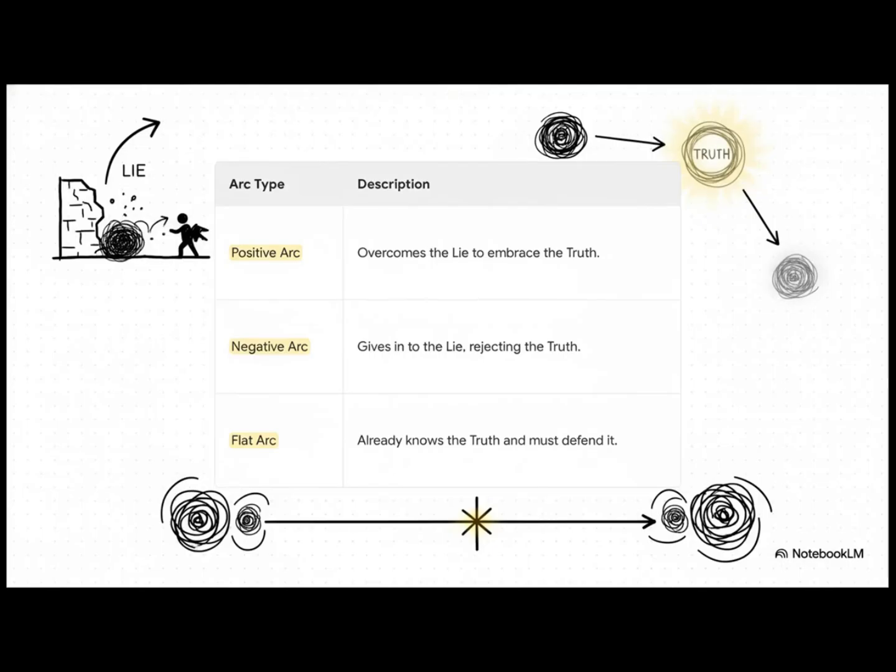Now, this journey from lie to truth, it can go in a few different directions. In a positive arc, your hero triumphs. They overcome the lie and become a better person. In a negative arc, they fail. They give in to that lie and become a worse person, sometimes even the villain. And then there's a flat arc, where the hero already knows the truth. Their challenge isn't to change, but to hold on to that truth while the entire world tries to make them abandon it.